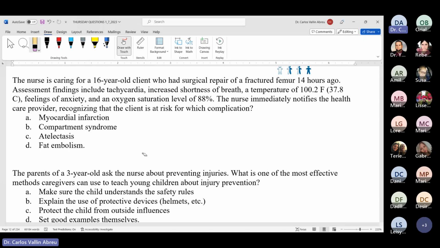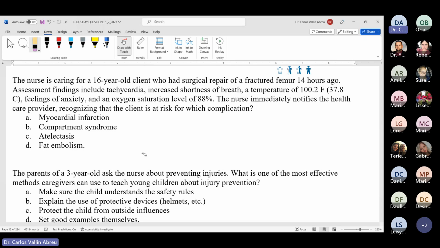Let's see if it is compatible. Assessment findings include tachycardia. Why? Something wrong. Increased shortness of breath. Something wrong. Something wrong where? In the femur or in the lung? In the lung. Temperature 100, it's not very specific. Feeling of anxiety. The oxygen is low. When somebody has anxiety without having bills or a test, oxygen is possibly low, and oxygen saturation of 88. What else do you want? Nothing. This is a lung problem secondary to the femur fracture.